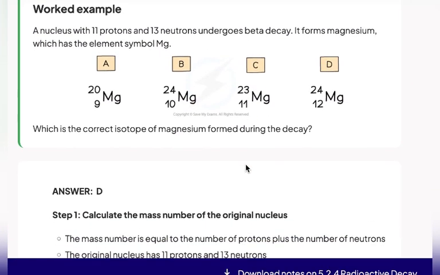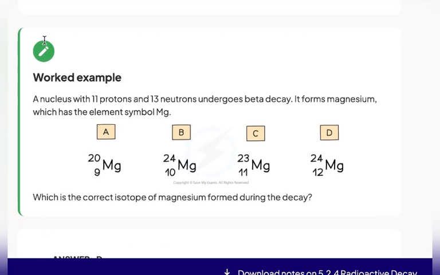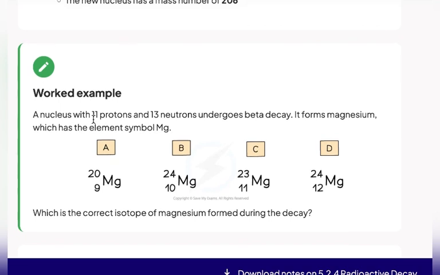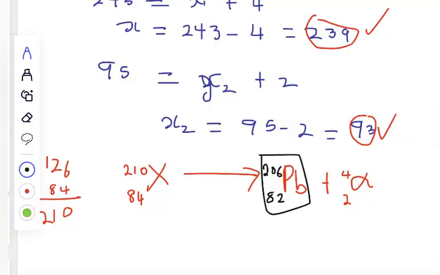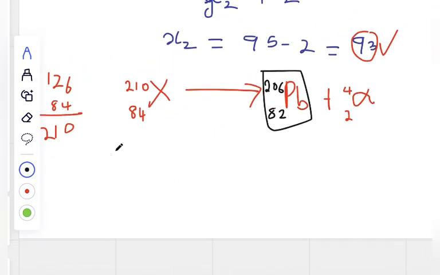Okay, here's another one, which any good student can quickly try on his or her own. You can pause the video and try this. It's a nucleus with 11 protons and 13 neutrons. So 11 plus 13 is 24, right? So the mass number will be 24. That undergoes a beta decay to form magnesium. The nucleus we don't know, so we can use X. Anytime they give you something and they didn't tell you the name, you can simply use X.